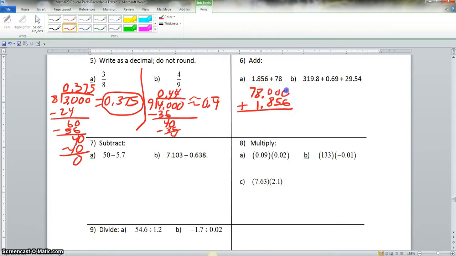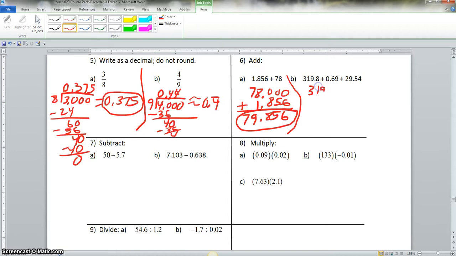We'll put zeros here. So this would be 6, 5, 8. Bring down our decimal. 8 plus 1 is 9. And bring down our 7. So this is our final answer for A. Now we go to B.